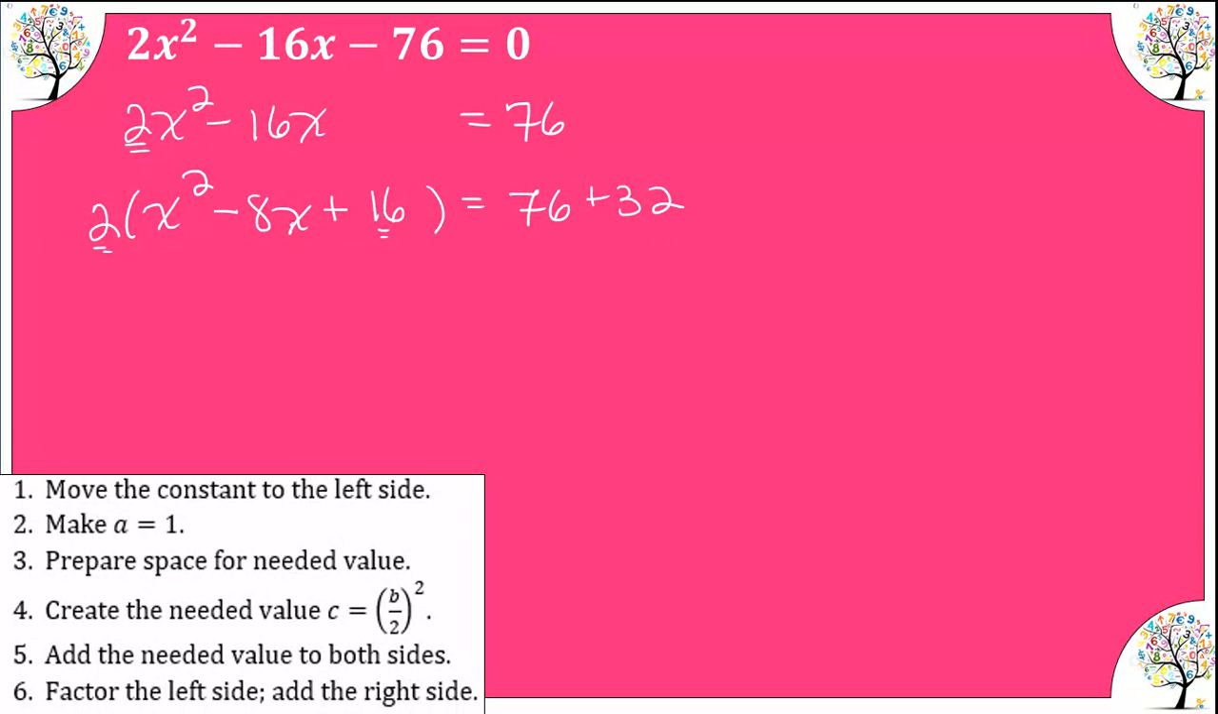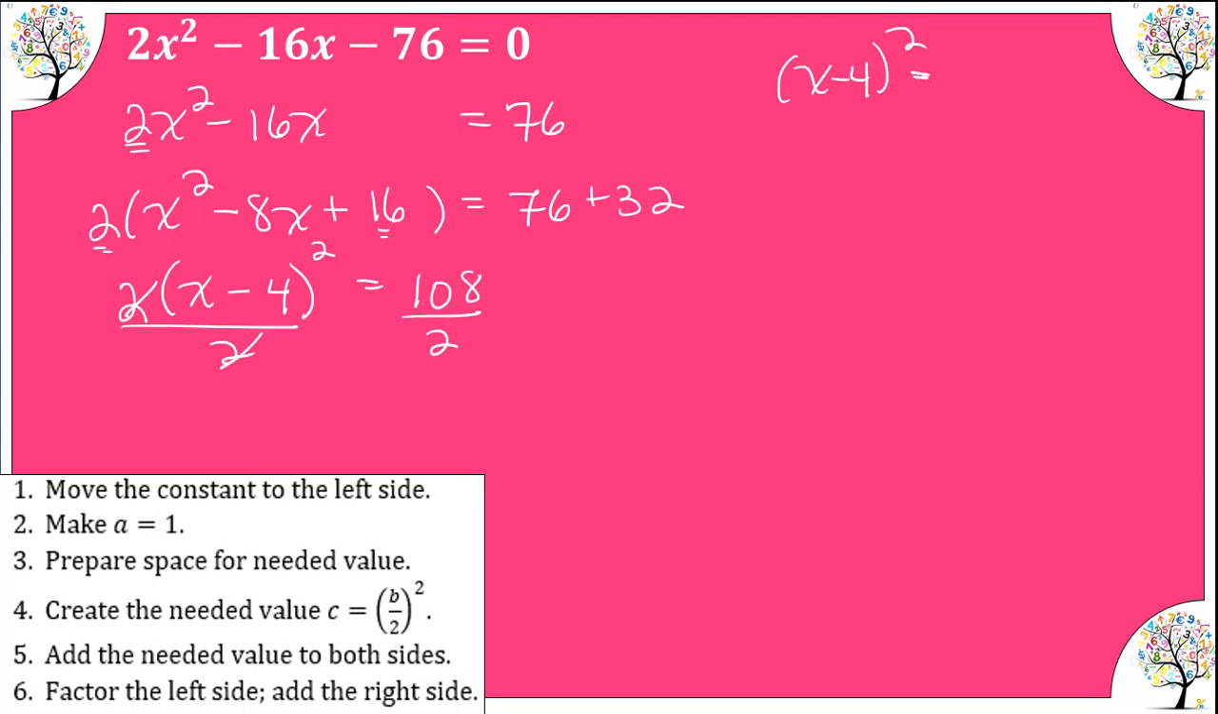Now we need to factor the left side. We have a perfect square trinomial that we created. We take the root of the quadratic, the sign of the linear, the root of the constant, quantity squared, and now we combine. 108. Now we solve. We're going to divide each side by 2. x minus 4, quantity squared, equals 54. Take the square root of both sides.